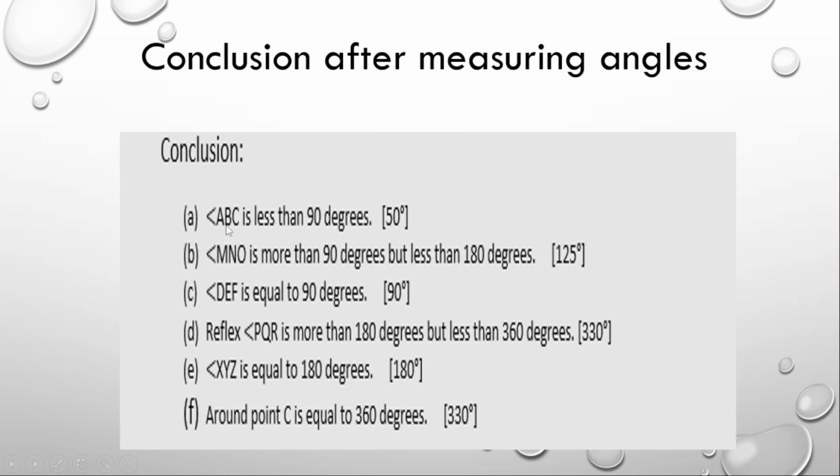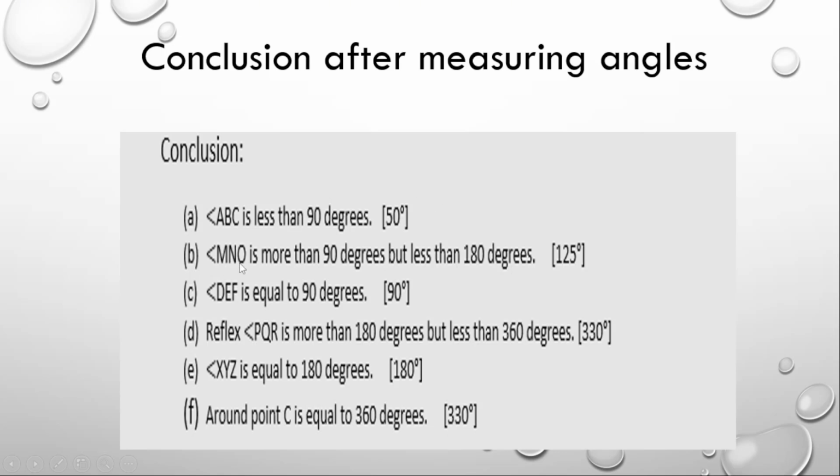Our first angle ABC is less than 90 degrees, can you see? And if you measured correctly, it will be 50 degrees. I will accept 51 and 49 also. Okay, 49, but it's actually 50. I will accept 51 also.